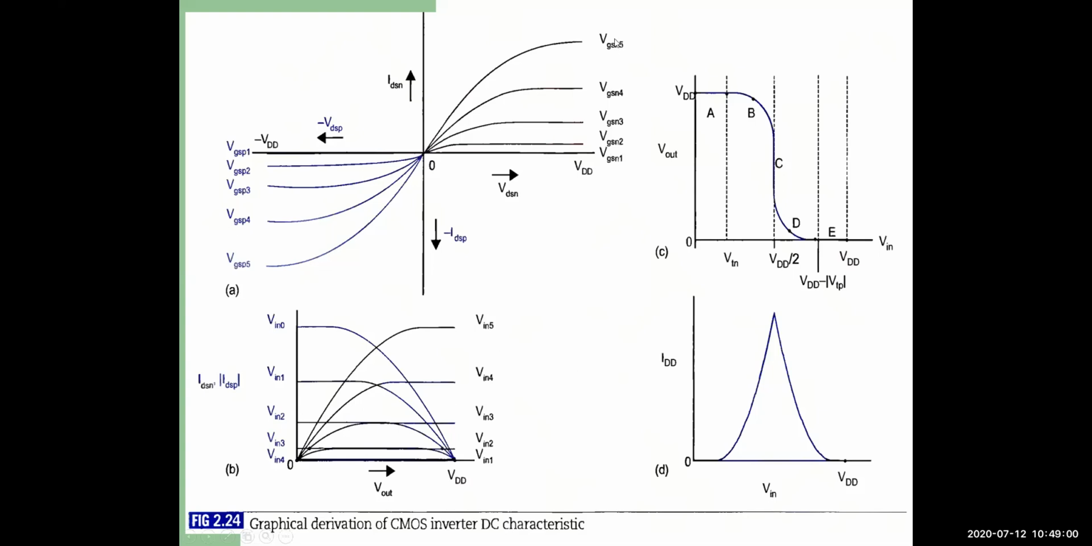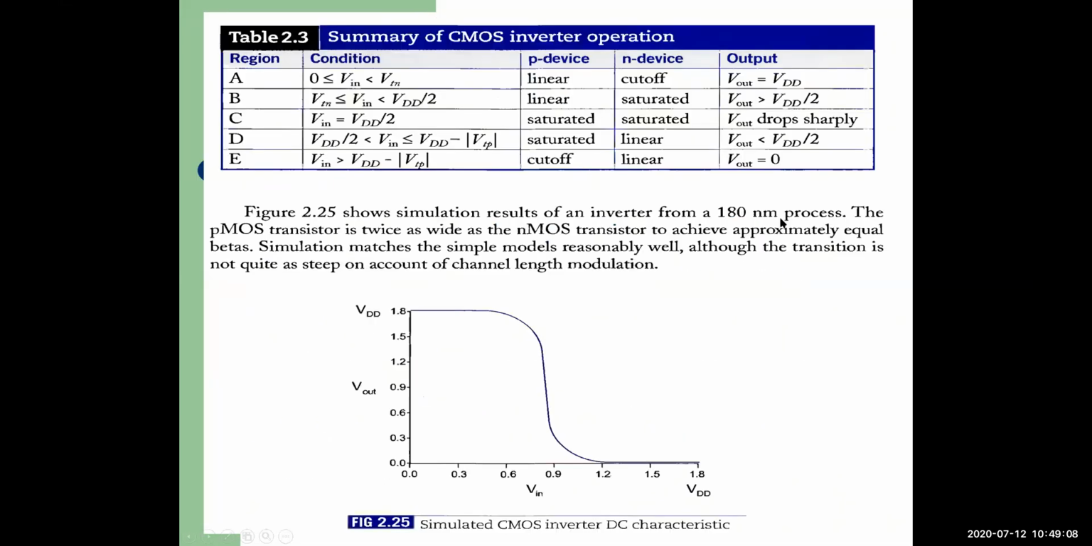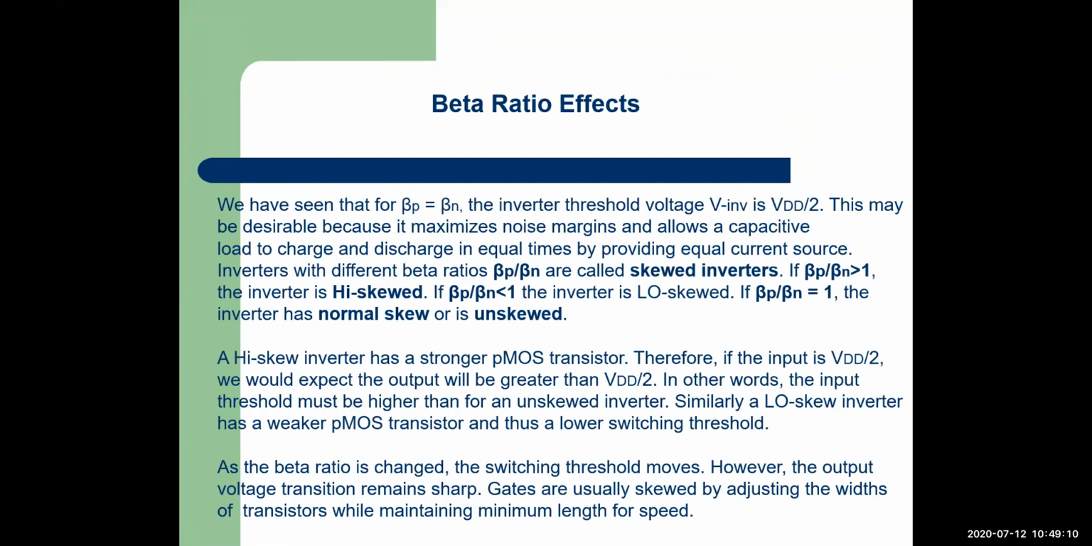So this is the NMOS characteristics curve. This is the PMOS characteristics curve. We have to flip it, then we will get it. We do that. Let's do the example. Before doing the example, let's find out what the beta ratio effect is. As you know, if beta P and beta N are equal, our threshold voltage, that means our curve, will go at the middle, that means VDD by 2.